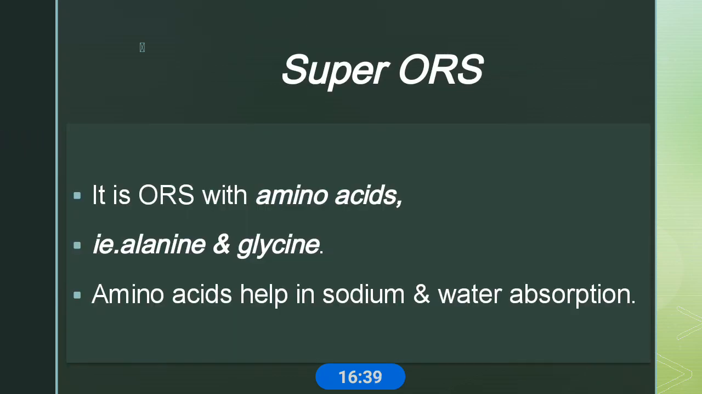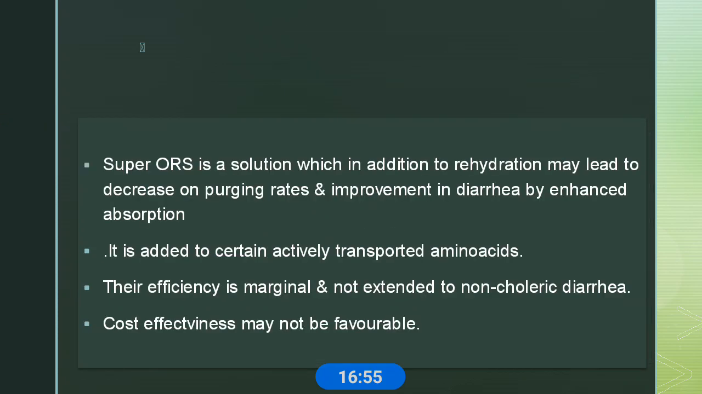Next we come to what is super ORS. Super ORS is a modified form of ORS. It mainly contains amino acids, alanine and glycine. These amino acids help in sodium and water absorption. In super ORS, in addition to rehydration, this leads to decreased purging rates and improvement in diarrhea by enhanced absorption. This shows the enhanced sodium absorption. So this helps improve the diarrheal symptoms, and also decreases the purging rates.